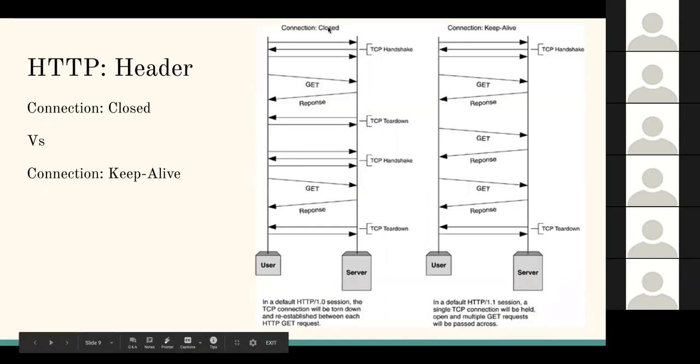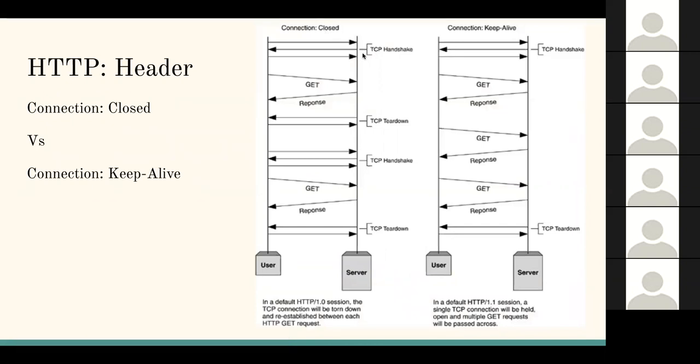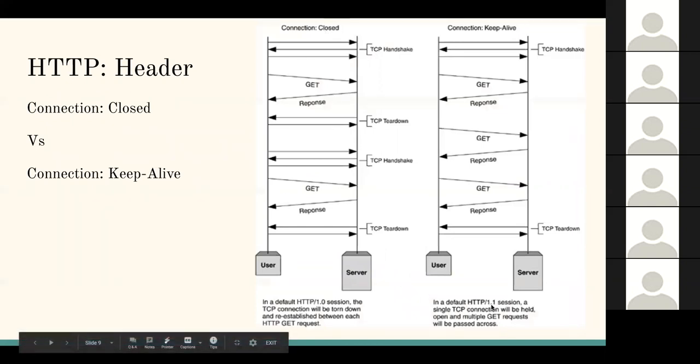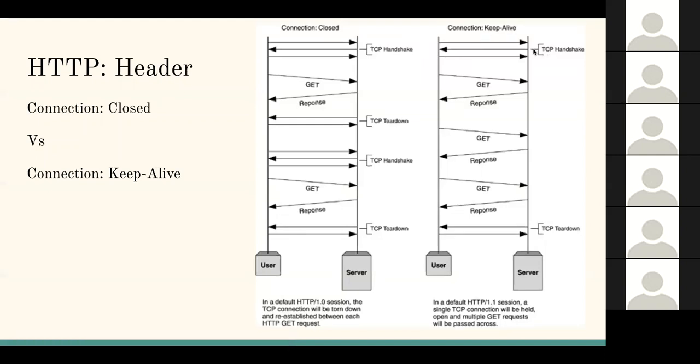Connection is closed means for every request and response, you have to do a TCP handshake. And on HTTP 1.1, which you see on the right, which has keep-alive, you only do your TCP handshake once and then you do the teardown.